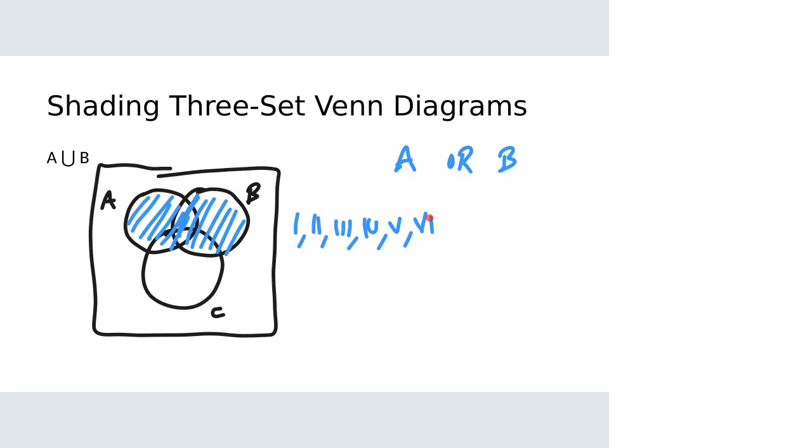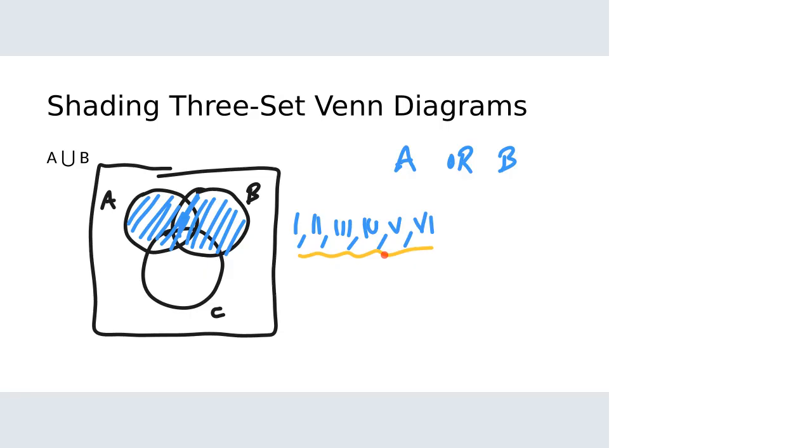Same question might come up sometimes for some students. Wait a minute, some of these are in C. Yeah, that's true, some of them are. But what the question said was shade A union B. Anything that's in A joined with anything that's in B. If some of those happen to be in C also, so be it, no problem. Anything that's in A gets shaded, anything that's in B gets shaded, join those together, and we wind up with these 6 regions shaded.